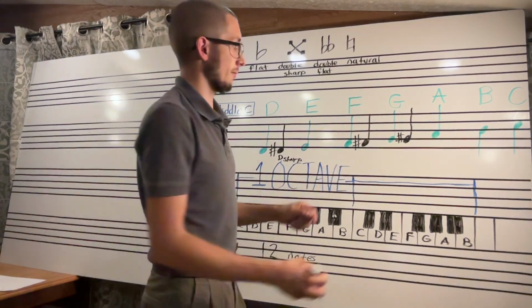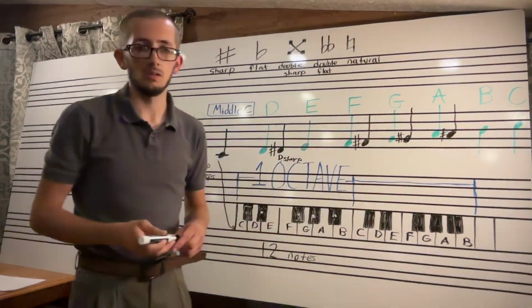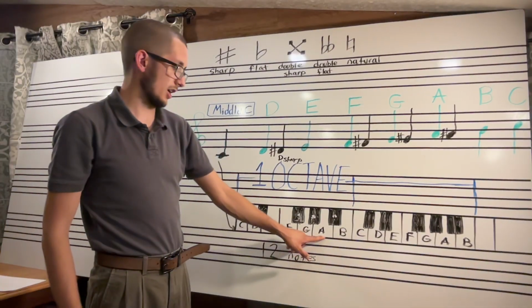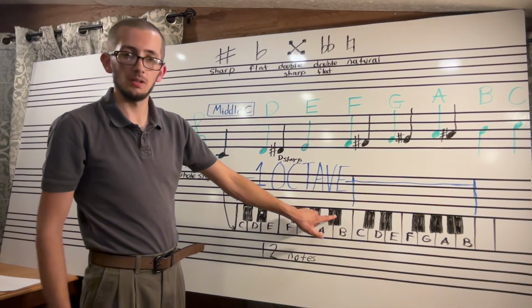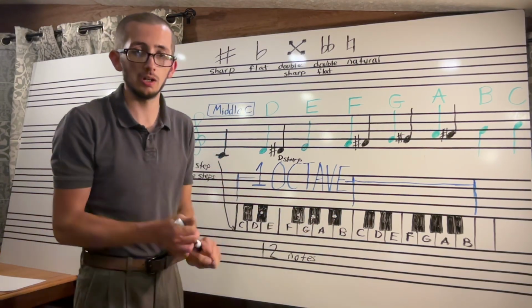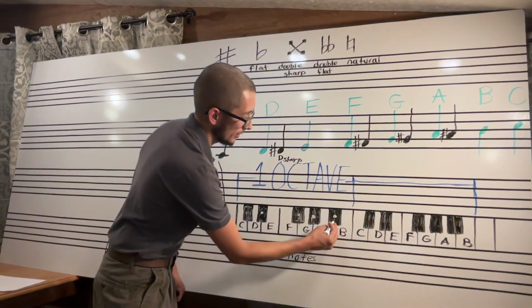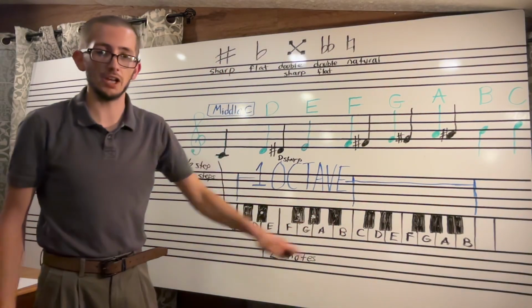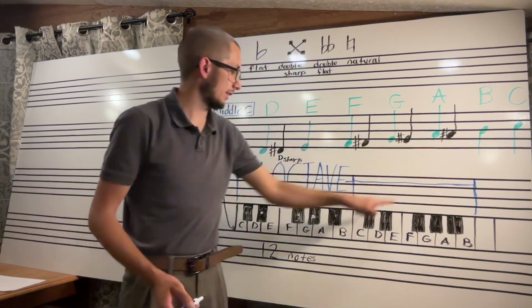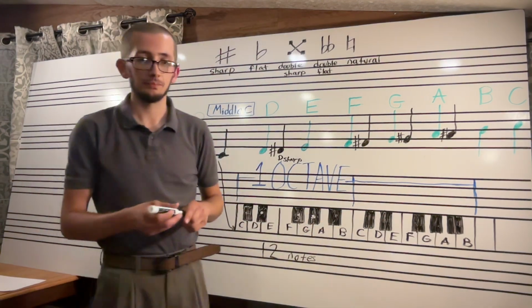Let's do A sharp now. If we go down here to A and raise it up a half step, that is our A sharp right there. The 3rd black key in this grouping of 3 black keys here. So that's our A sharp. Put a sharp sign next to that A right there, and that is indicating an A sharp.